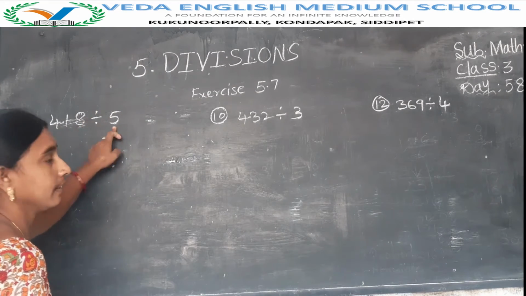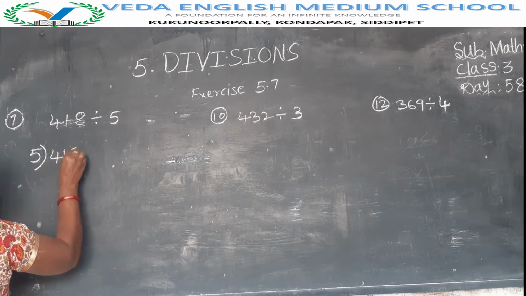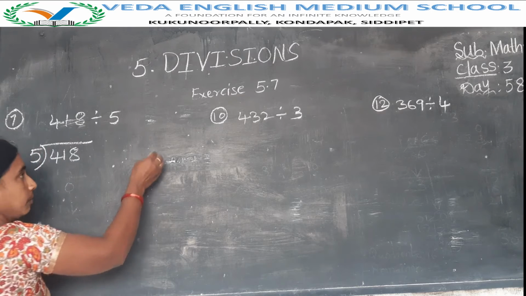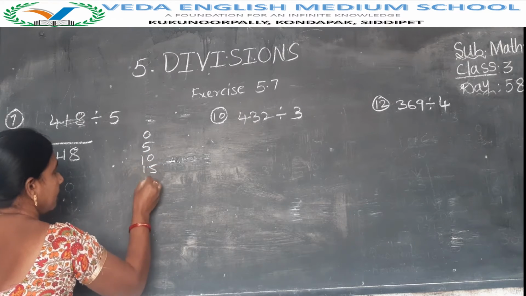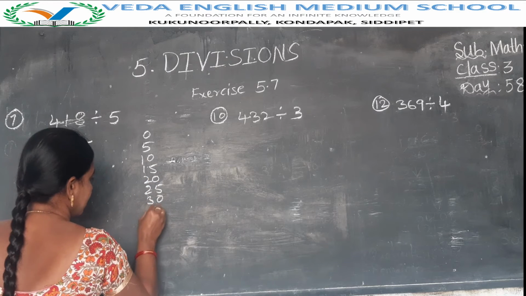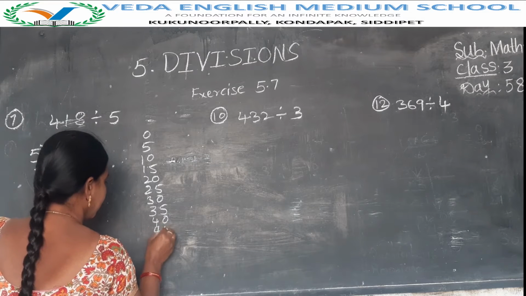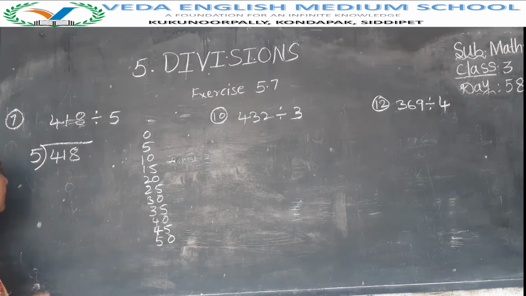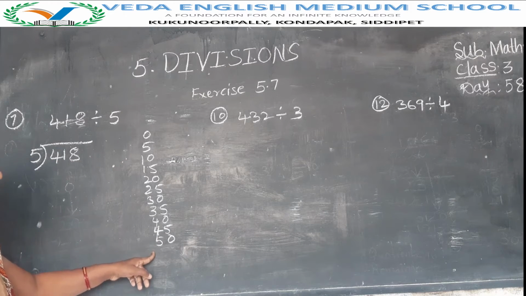418 divided by 5. Here the divisor is 5, so write 5 here. 418 is the dividend. Now write the 5 table on this side. 5 zeros are 0. 5 ones are 5. 5 twos are 10. 5 threes are 15. 5 fours are 20. 5 fives are 25. 5 sixes are 30. 5 sevens are 35. 5 eights are 40. 5 nines are 45. 5 tens are 50.